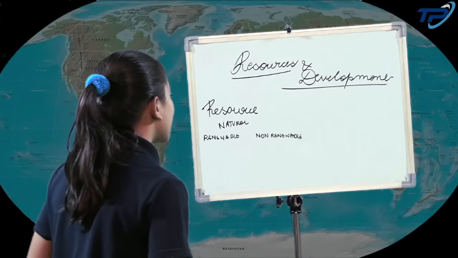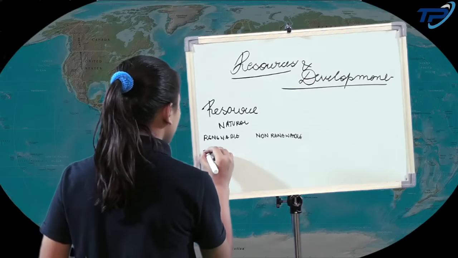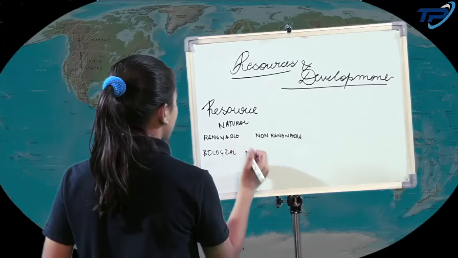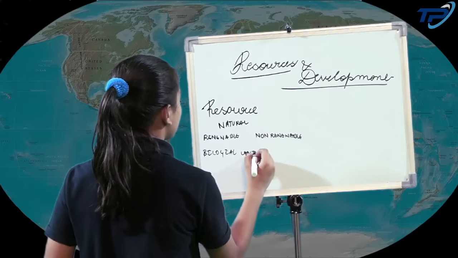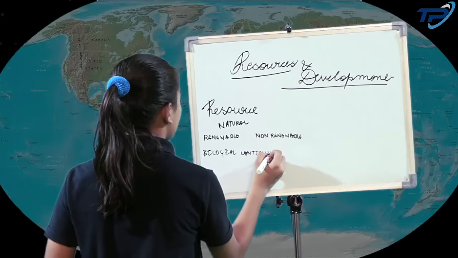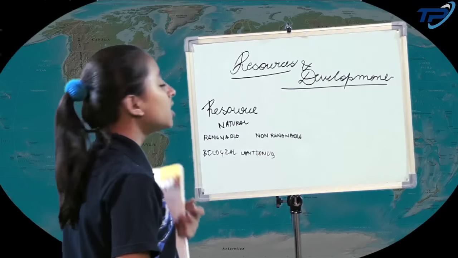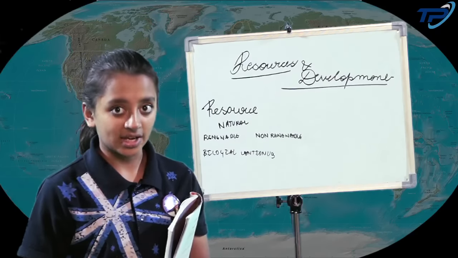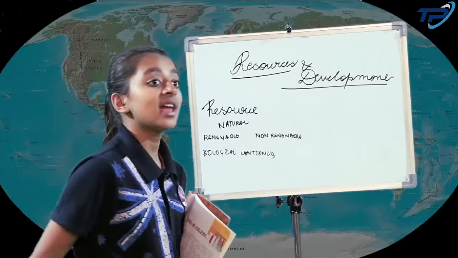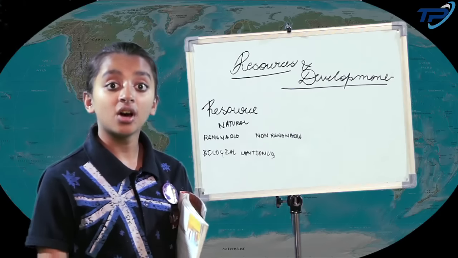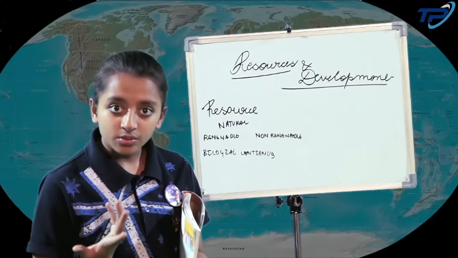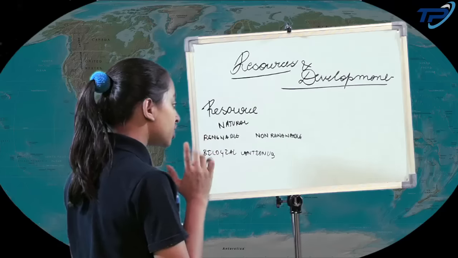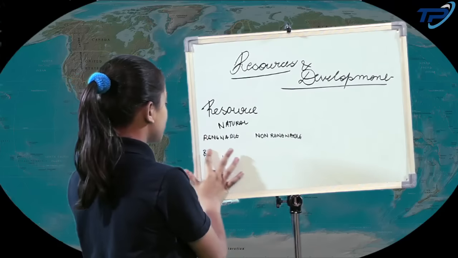The renewable ones can be further classified into biological and continuous. The biological ones are like wildlife and natural vegetation, etc. And the continuous ones are like wind energy, solar energy, and thermal energy. Okay, so I think you have understood the renewable part of the natural resources.